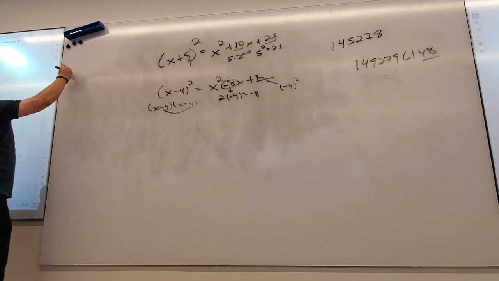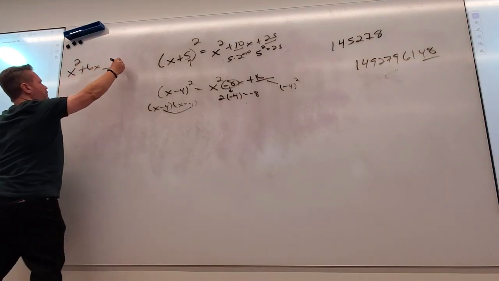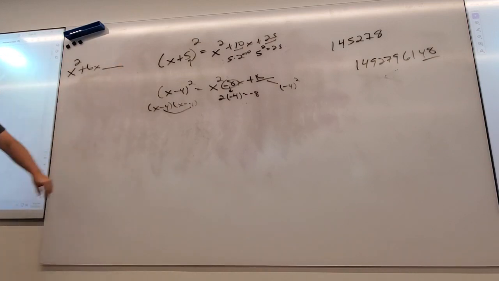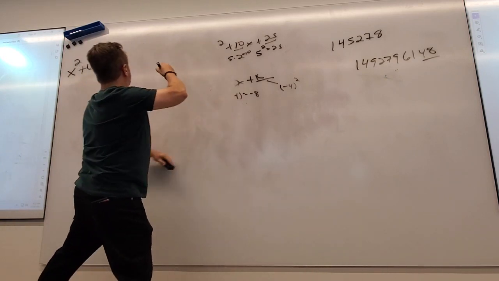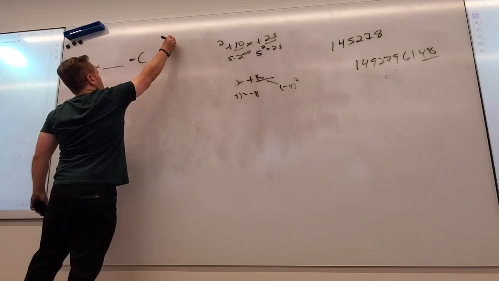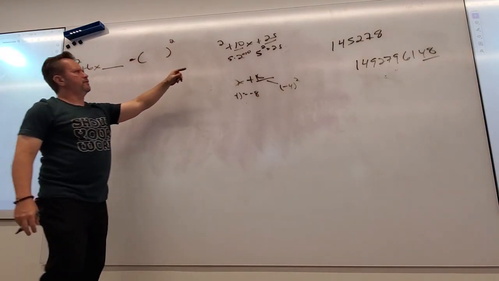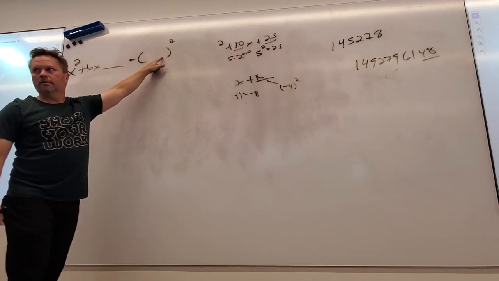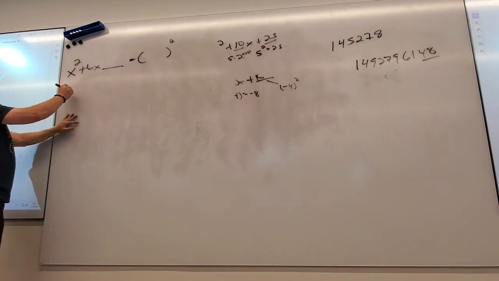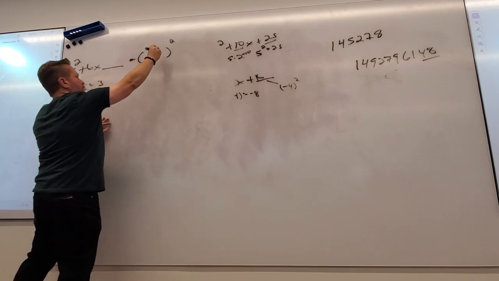Okay. What if I gave you this? x squared plus 6x. What would I put here so that I can factor it like this? 9. So here's the steps. Remember the middle term? The middle term was twice the number that's in here. So the first step is divide the middle coefficient in half. That actually is what goes here.